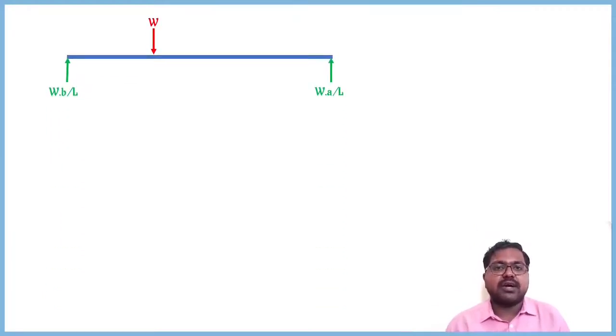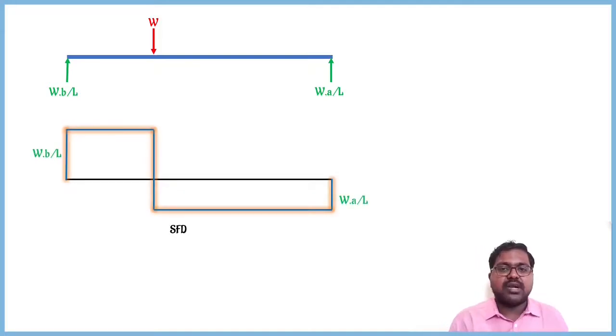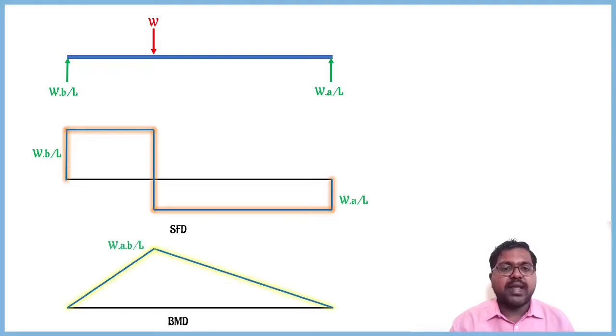So if we see this figure, it will represent the same case 1 figure where the length is L and the load is located exactly at the center, L by 2 and L by 2. But in this case we are having a and b distances. So if we draw the shear force and bending moment diagrams, it will come like this. The shear force diagram has values W a by L and W b by L at its ends, and the bending moment diagram will have maximum bending moment value as W a b by L. So this is for case 1.